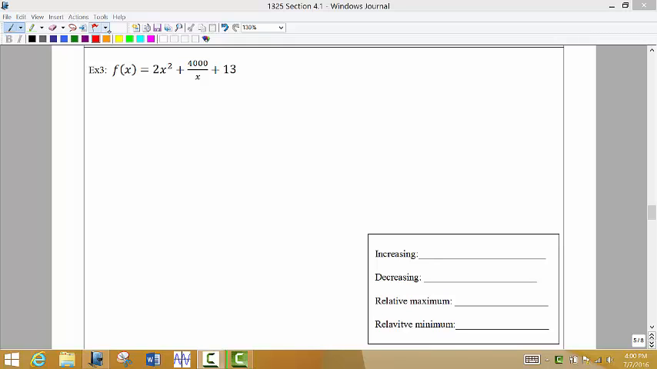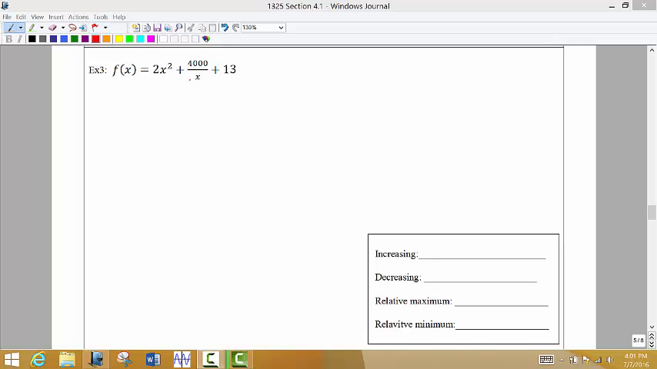Alright, so in this example, we're asked once again to find where the function has increasing intervals and decreasing intervals. And then we're also asked to determine if the function has a relative maximum or a relative minimum, and we want to know at what points they occur. So the first thing that we're going to do is find the first derivative. So the first step is to find the first derivative, find our slope formula.